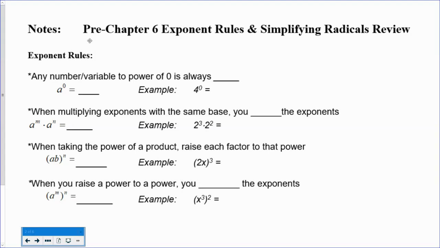Okay, today's lesson, we are working on a little bit of pre-chapter 6 work as we're starting chapter 6 tomorrow. We're going to review exponent rules and simplifying radicals. You would have done this in Algebra 1, but we're going to need to be good at our exponent rules and simplifying radicals with the unit that we are starting. So we're going to take a day to do a little review.